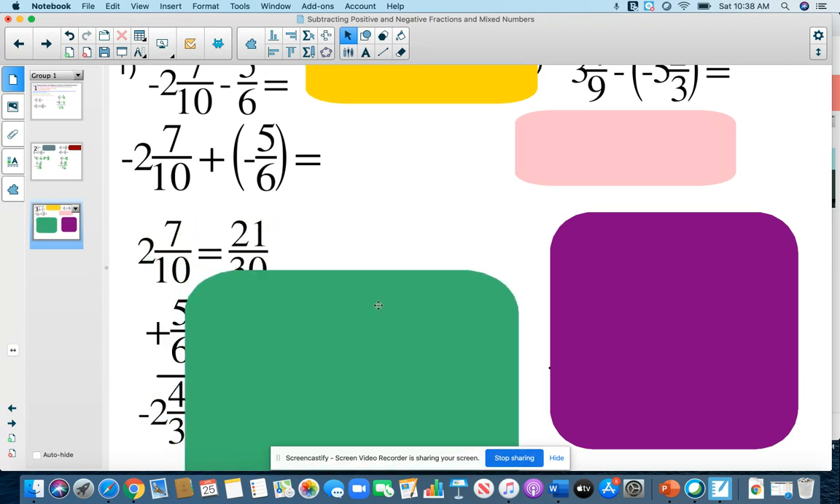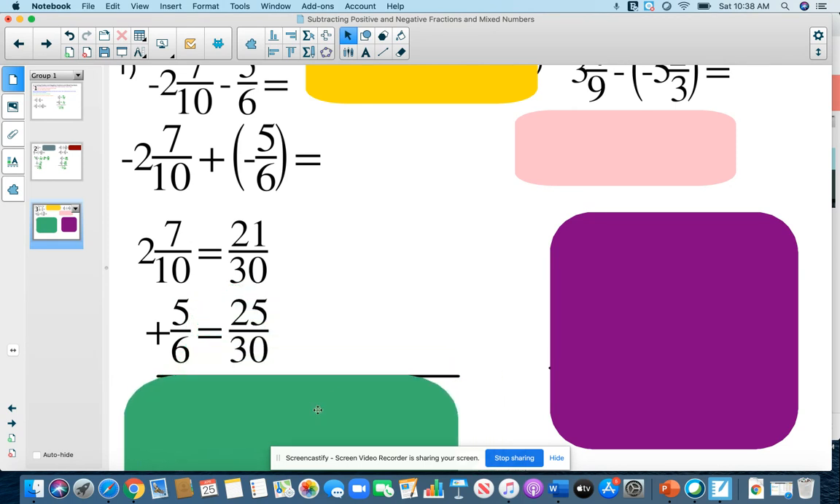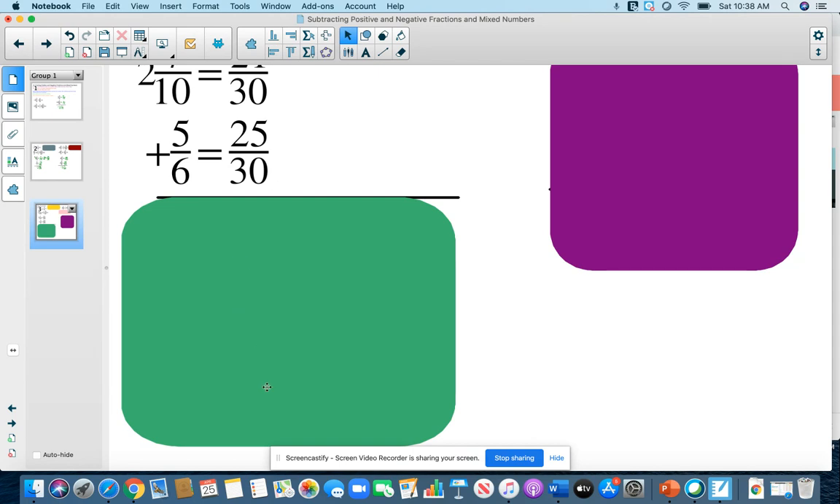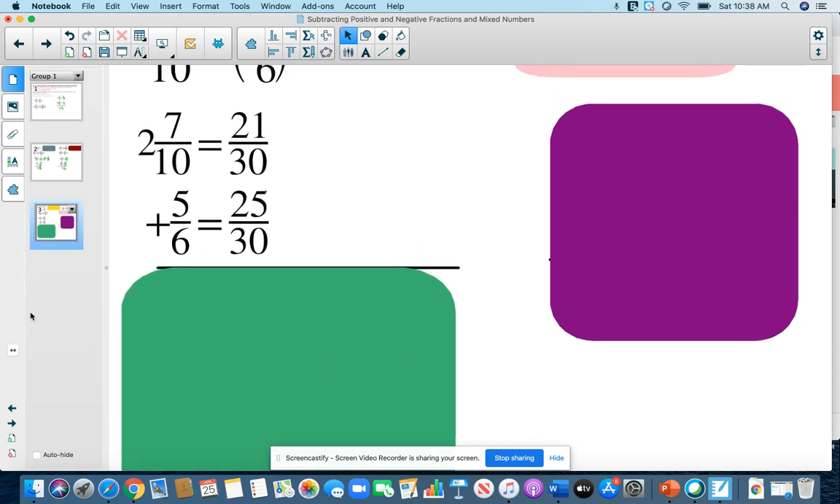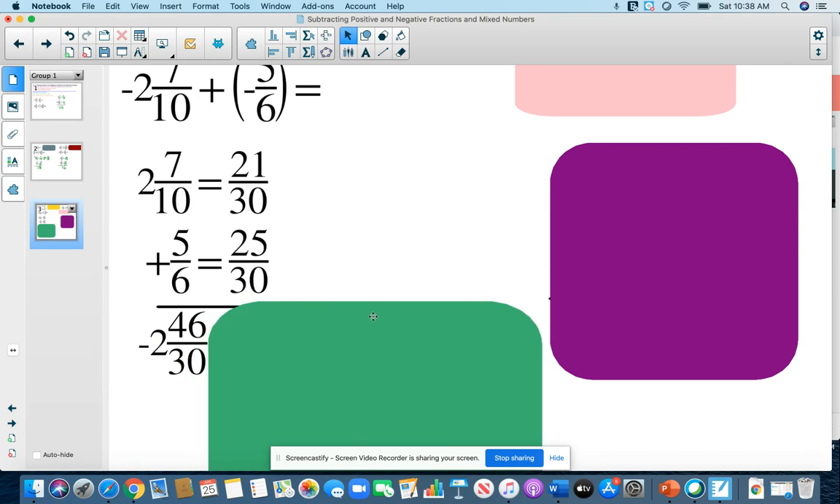So when you add them, you end up changing for a common denominator of 30ths. So I have 2 and 7/10 plus 5/6, common denominator of 30ths makes it 21 30ths and 25 30ths. Go ahead and add them together. You end up getting 46 30ths, and the answer would be negative because both of them are negative.